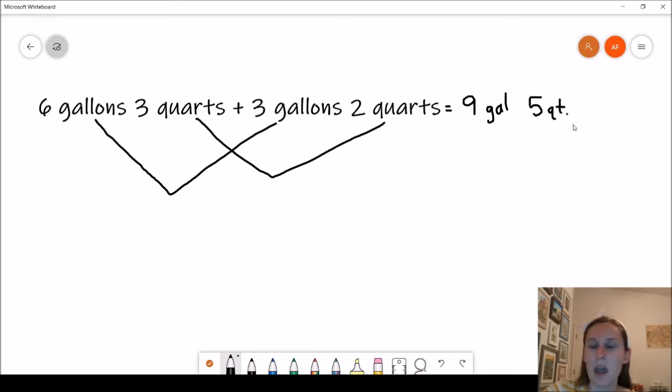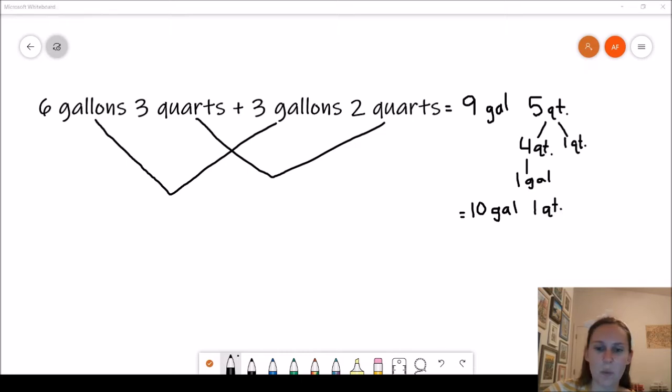Because it takes 4 quarts to make a gallon, I can use a number bond to decompose my 5 quarts as 4 quarts, which I can bundle and make another gallon, and 1 quart. This gallon here, I am going to bundle in with the 9 gallons that I already have. In all, that will give me 10 gallons and 1 quart remaining. My sum is 10 gallons and 1 quart.